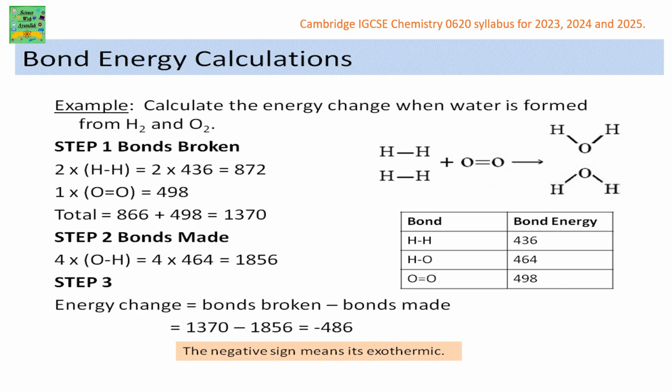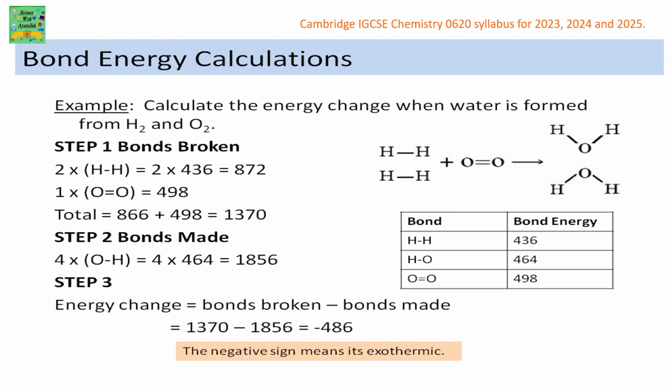Bond energy calculations. Here's an example. Calculate the energy change when water is formed from H2 and O2. On the right-hand side, you can see that the reaction is given in the bond structures and not the normal reaction, but it's the same, and it's also balanced. So that means the right-hand side as well as the left-hand side moles or molecules are equal.